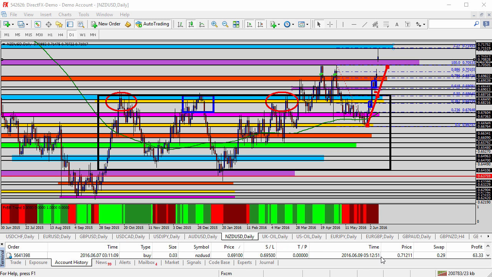The full position has been closed with about 210 pips of profit. So a very profitable trade for us this week. I hope that it was something that you were able to take advantage of. So 210 pips closed on the New Zealand dollar trade.